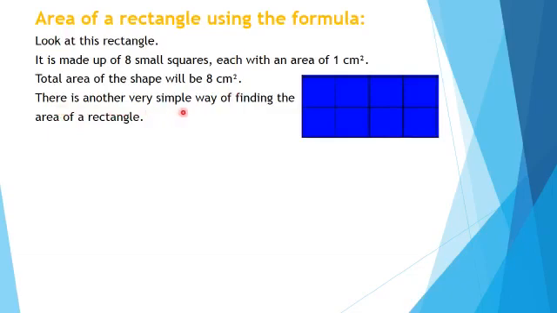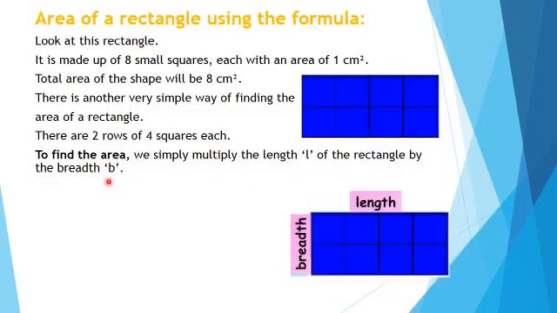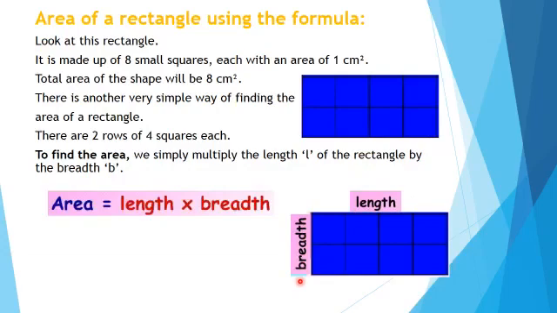There is another very simple way of finding the area of a rectangle. Look at this rectangle. It has 2 rows of 4 squares each. And the rectangle is a shape that has some length and a breadth. So, to find out the area, we simply multiply the length L of the rectangle by the breadth B. This is the length of the rectangle and this is the breadth. Therefore, the formula for the area of a rectangle will be length multiplied by breadth.